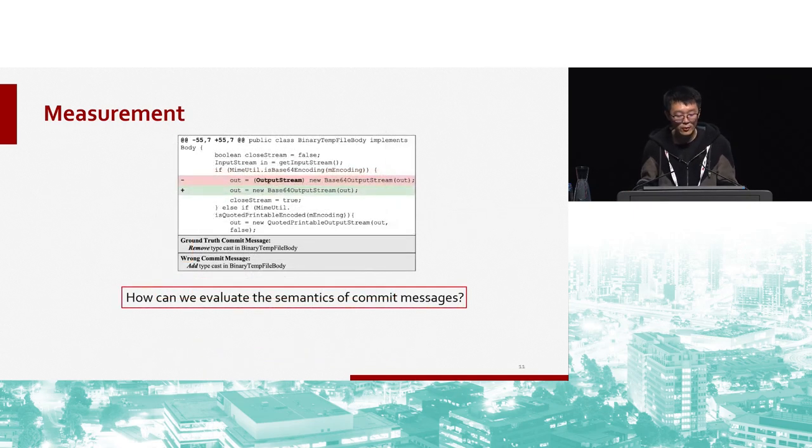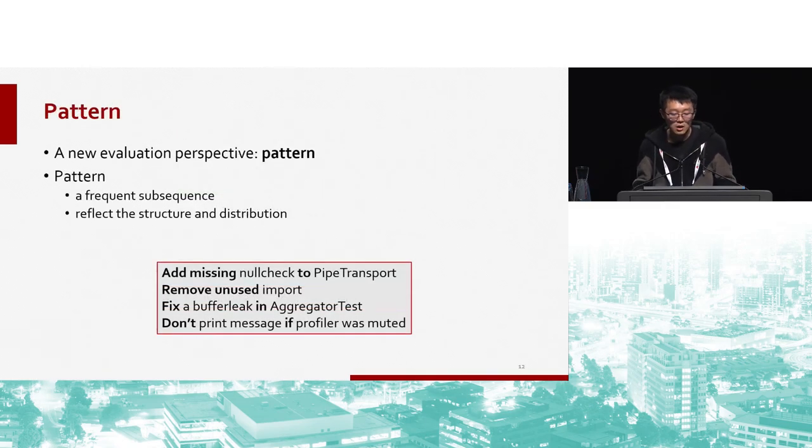So how can we evaluate the semantics of the commit messages? In this work, we propose to evaluate the generated messages from a new perspective, that is pattern. Here we show four commit messages. When the developer reads them, there often exist some patterns, such as add missing, remove unused, or fix in. So in this work, we mine and summarize the frequent patterns in the commit messages written by the developers.